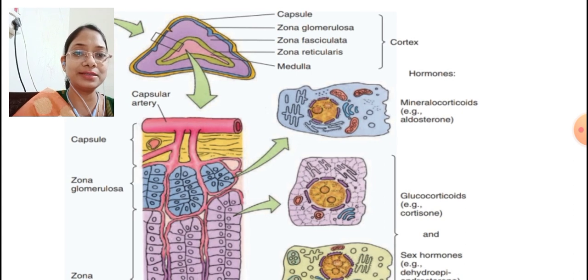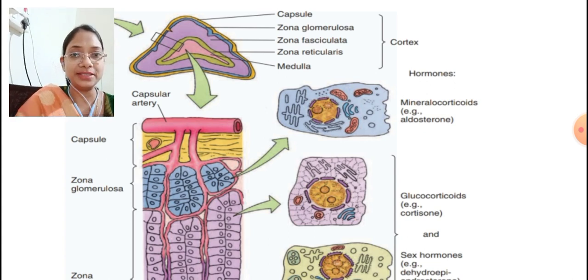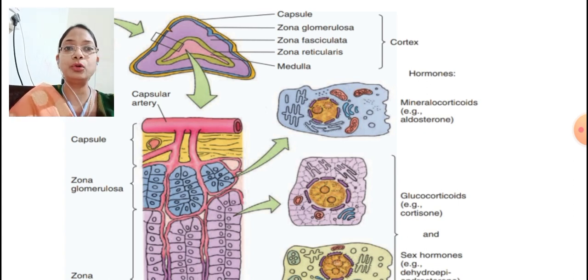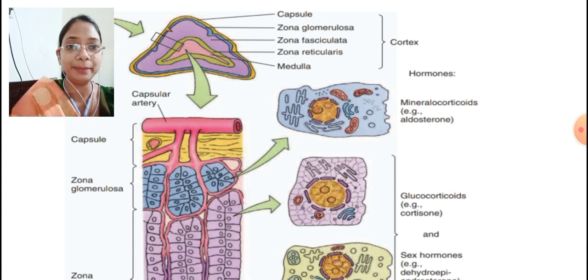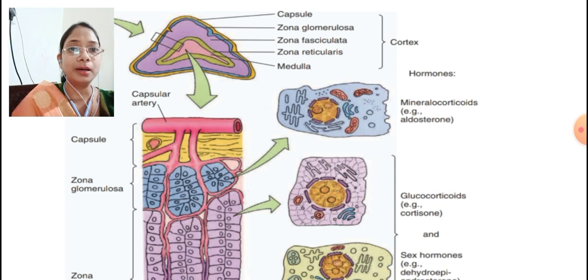These cells are basophilic in nature, so they take the basic stain and are bluish in color. They secrete a specialized hormone, mineralocorticoid, as the name suggests. It is helpful in maintaining the minerals in the blood or in your body fluid.